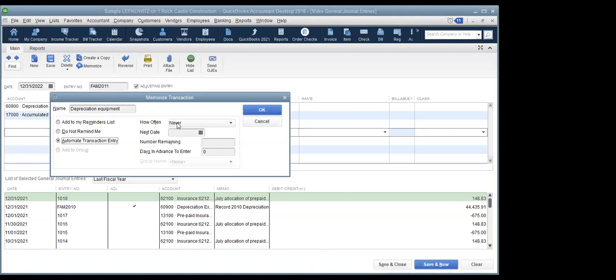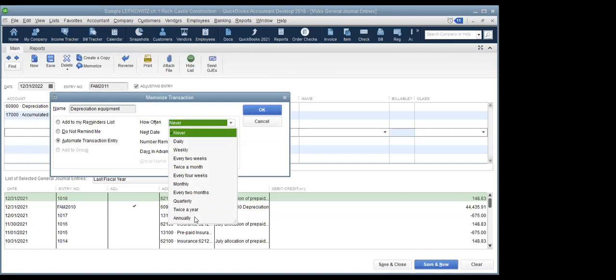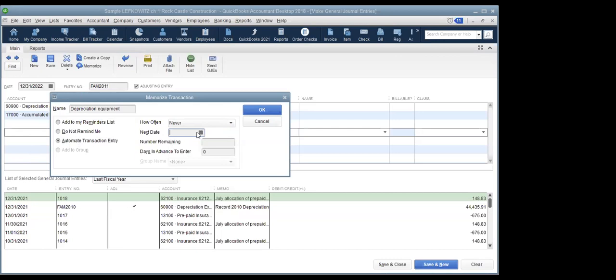So automate the transaction, because it's going to be done once a year. So I'm going to write down, instead of never, annually. The next one would be, remember ours is 22, so next year is December 23. It's just faster to type 23. And how many years will be remaining? The total is 5, so the number remaining is 4. If you want it to be done not on December 31 but, let's say, on December 26, you will say 5 days in advance to enter it. So you for sure would have it before the end of the year. That's how you would automate.